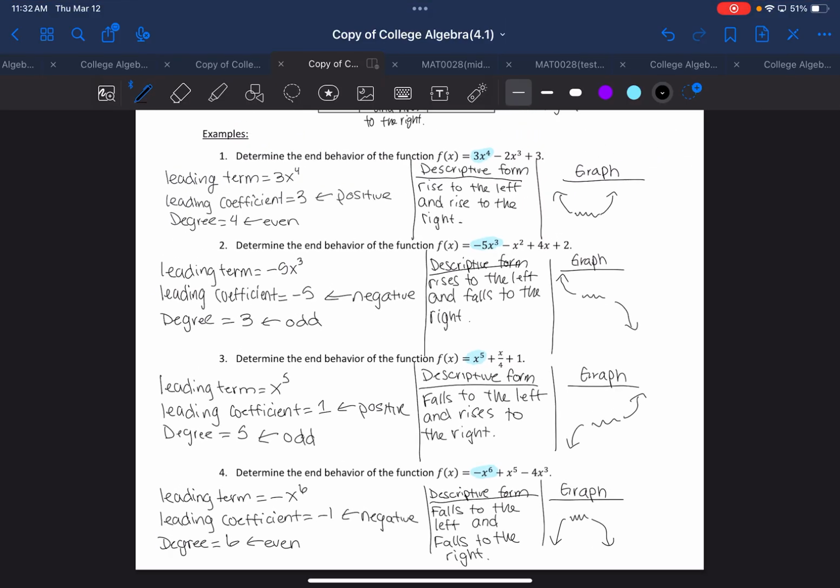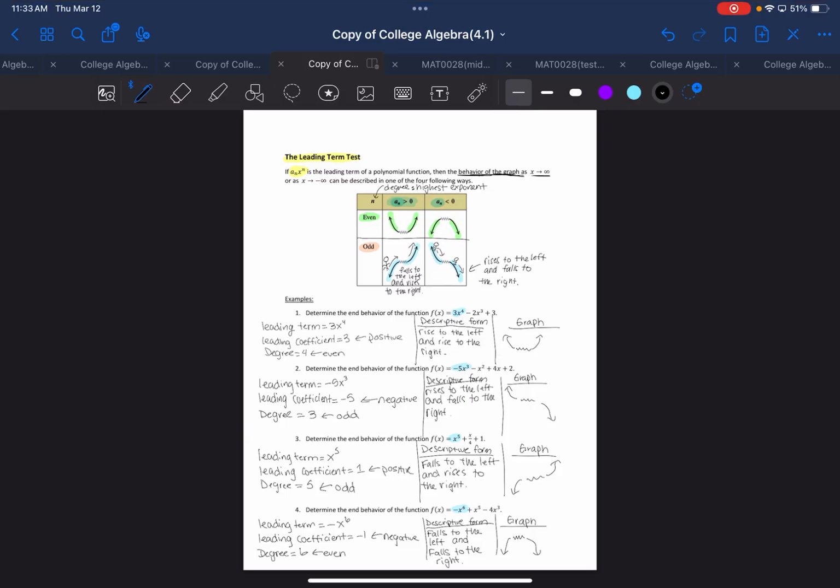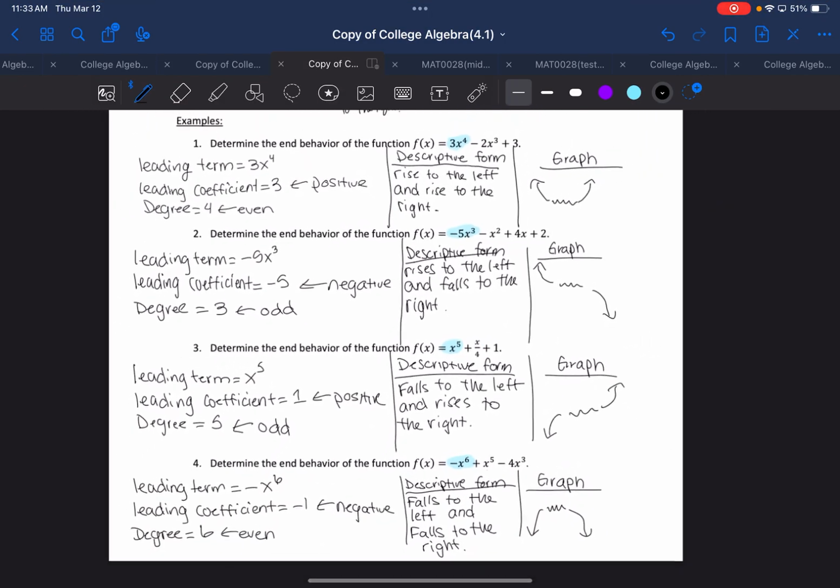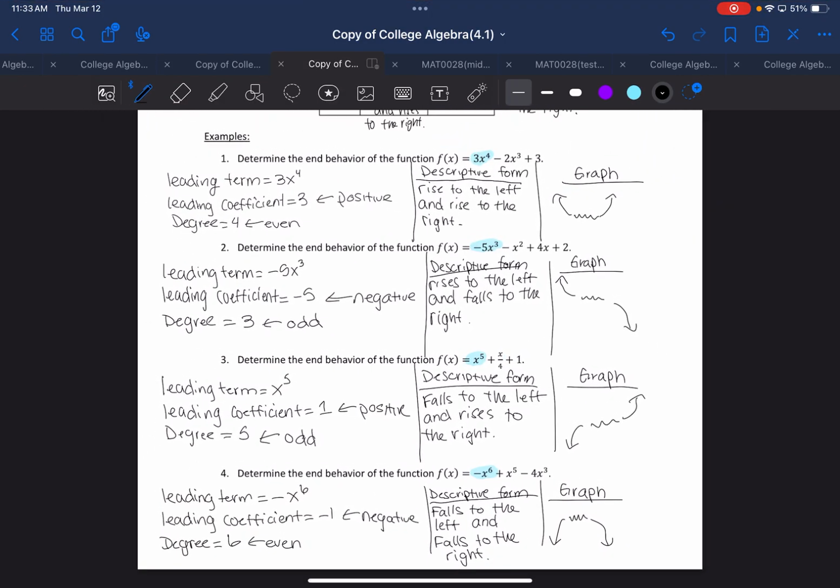So those are all 4 cases right there. Now, this is the end of 4.1, right? In my opinion, as long as you understand this, the homework for 4.1 and 4.2 is really not that long. It has quite a bit of problems, I think, but it shouldn't take you that long.